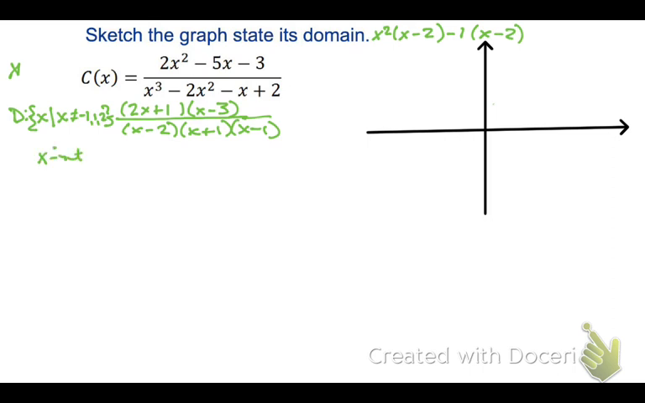Okay, x-intercept. So how do I find my x-intercept? Set the numerator equal to 0. So 2x plus 1, x minus 3 equals 0. So we write them as a point, right? So I get -1/2, 0, and 3, 0. Then what?